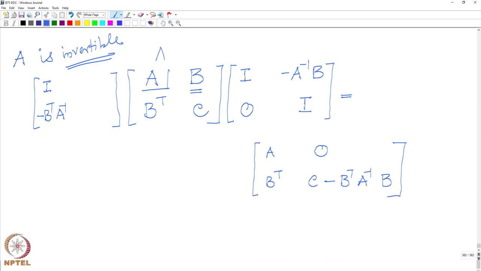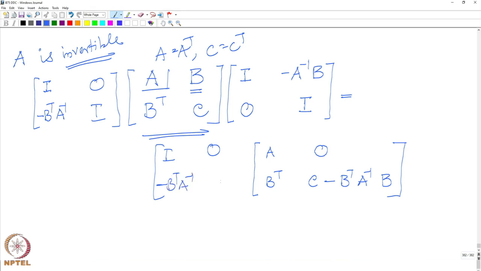Assume that A is equal to A transpose and C is equal to C transpose, so that this is a symmetric matrix, 0 and identity. That is how I multiply, and that will be the same as multiplying this matrix also by this. Okay. What is the product now of this? The first row remains intact by this row operation. The second row is such that this times this plus this is what we are going to get.